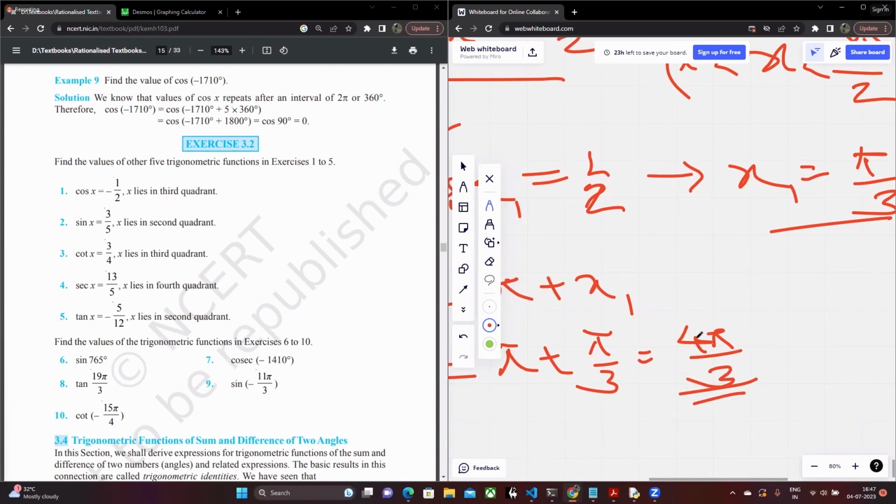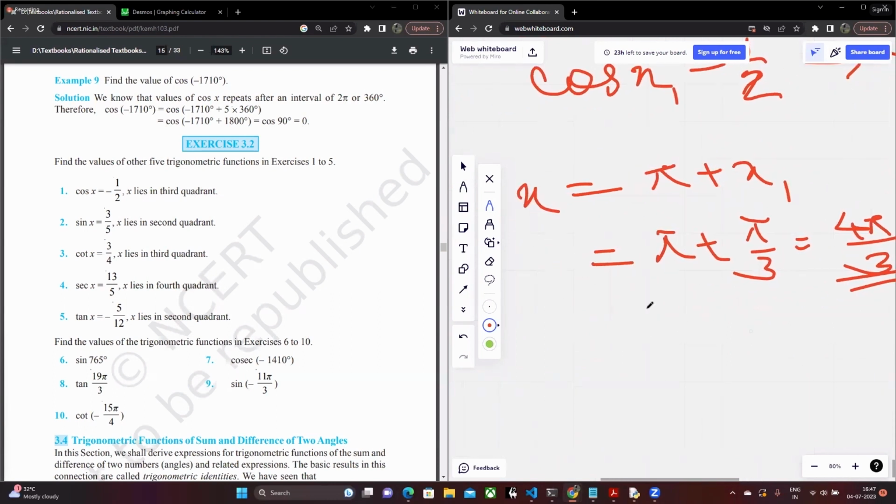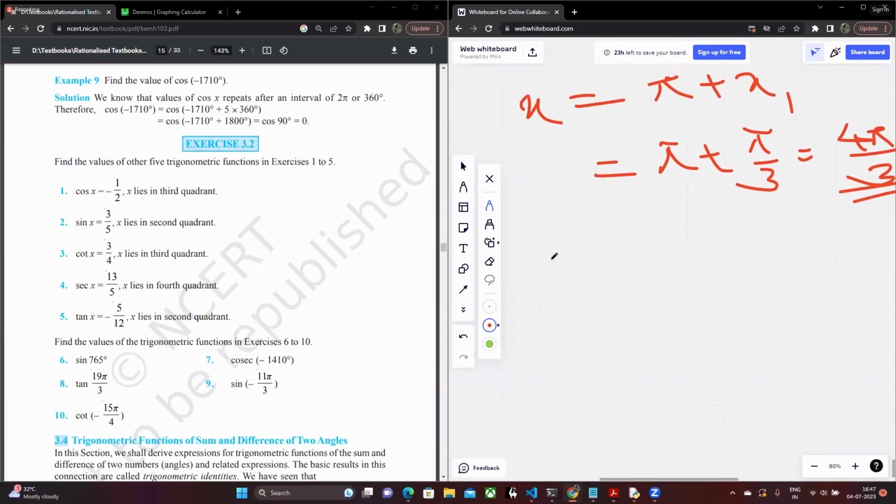This 4 pi by 3 is basically cos of 240 degrees, that is going to be equal to minus cos of 60 degrees. Cos 120 is cos of 180 minus 60, that is minus cos 60, that is minus half. I just proved that whatever calculation I've done here is correct. So we have the fact that x is 4 pi by 3, and so you can get the values of the other 5 trigonometric ratios.